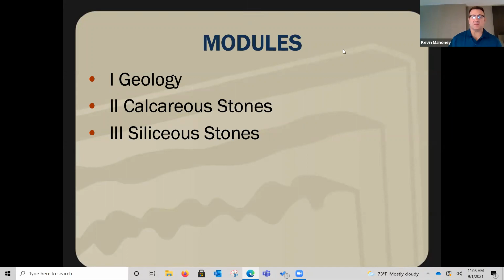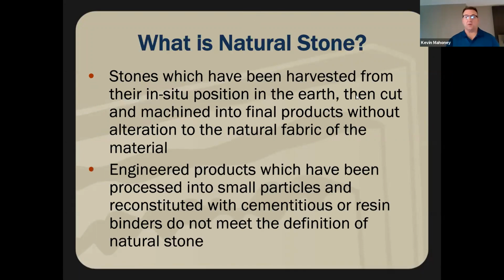So let us jump to module 1. What is a natural stone? A natural stone is a stone that's been harvested from its place in the earth and maintained without being broken down. An engineered product which has been processed into small particles, a fake stone, a faux stone, where we take the dust or concrete or anything else that has to do with the earth, break it down and put it back together, is not a natural stone. Even if it may be 90% natural stone or marble dust mixed with an epoxy or a resin to maintain a shape, it's not a natural stone.